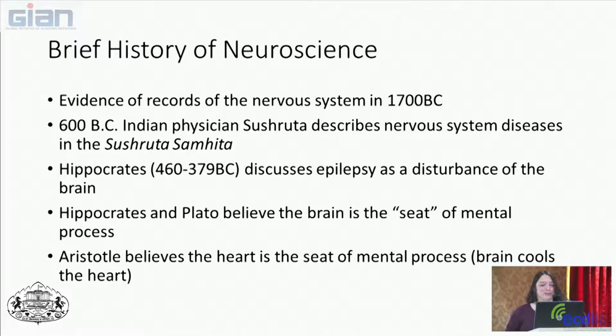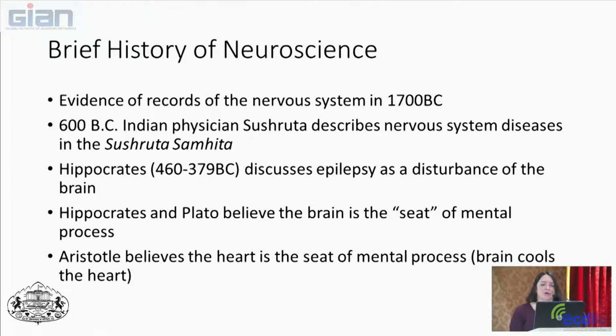Hippocrates, around 460 to 379 BC, discussed epilepsy as a disturbance of the brain, which was very modern for that time, because people thought that epilepsy was some kind of a spiritual or infliction disease that had to do with the devil. And interestingly, some parts of the world still believe that, which I find really interesting. But as far back as then, he knew that it was a disturbance of the brain.